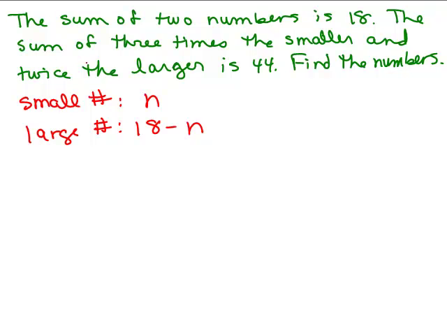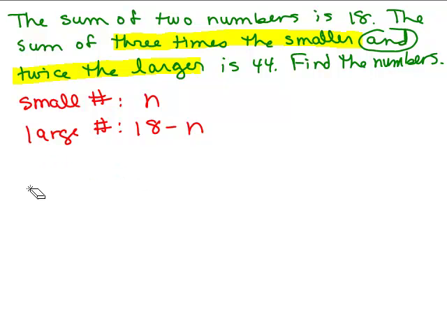The sum of 3 times the smaller and twice the larger is 44. So we're doing a sum, right? So 3 times the smaller and twice the larger. That's the two parts of the sum, right? The sum has two things you're adding together. So we're adding 3 times the smaller. Now, what did I call the smaller one? I called the smaller one n. So 3 times the smaller will be 3 times n.